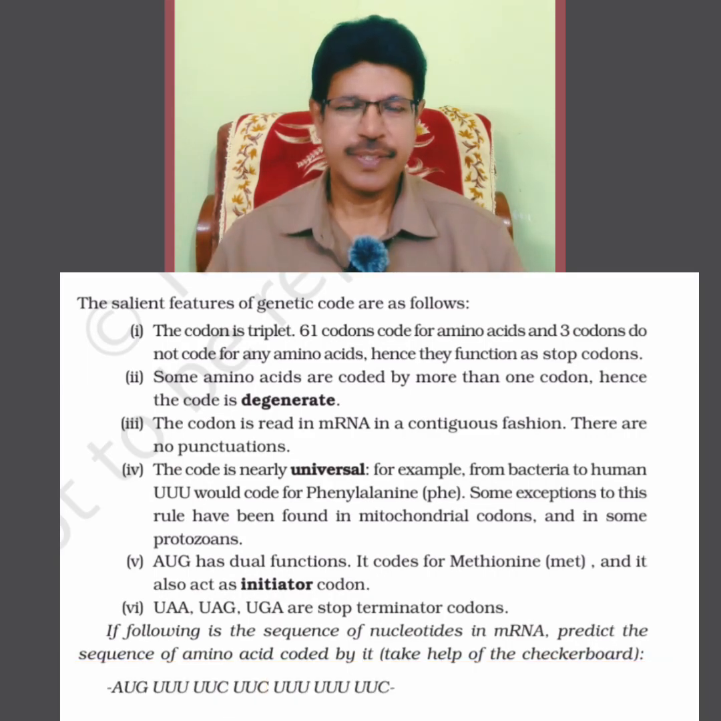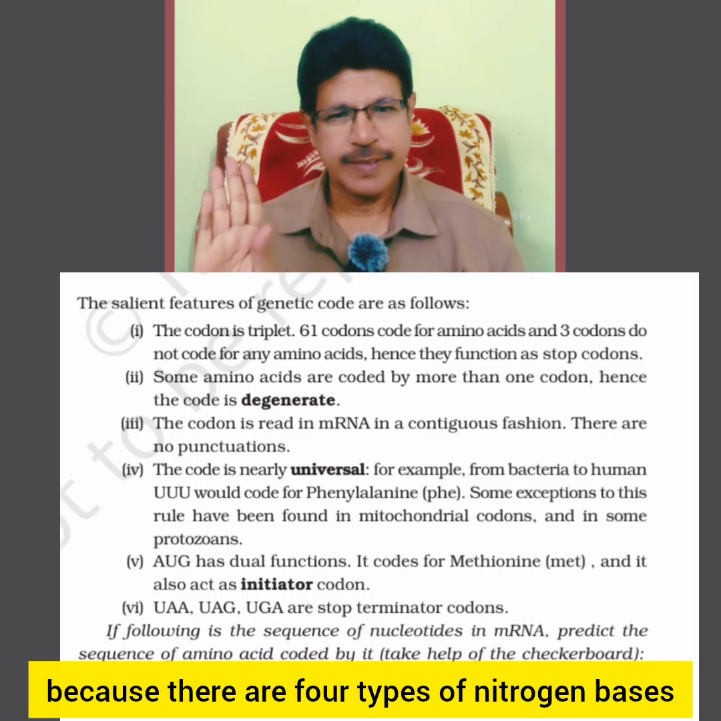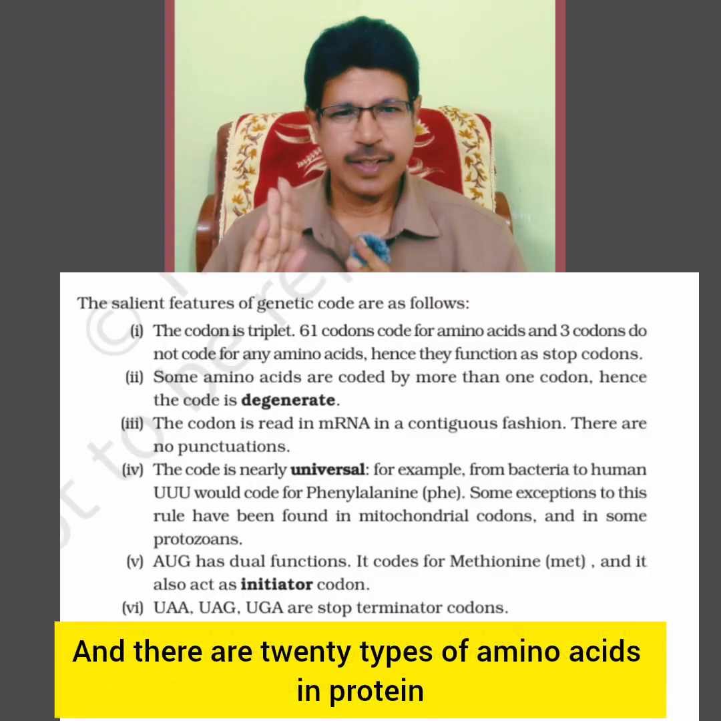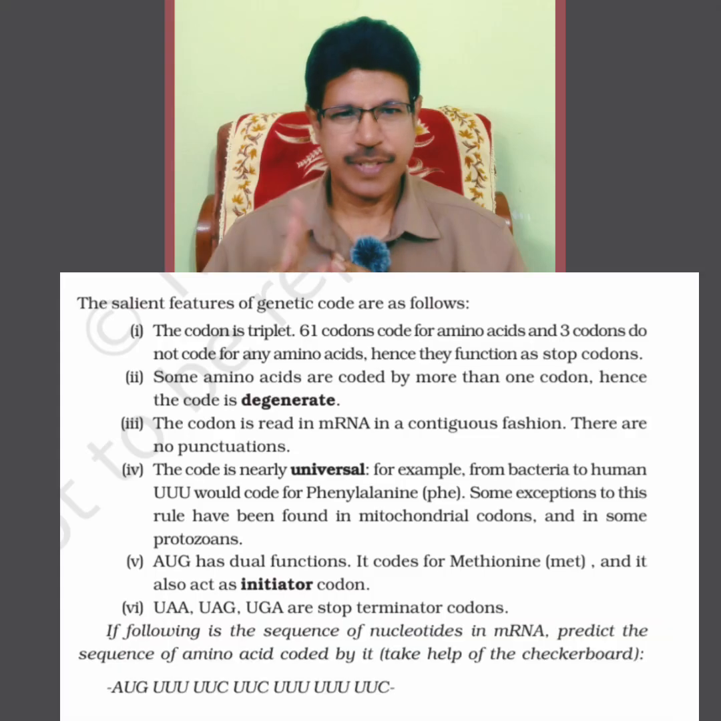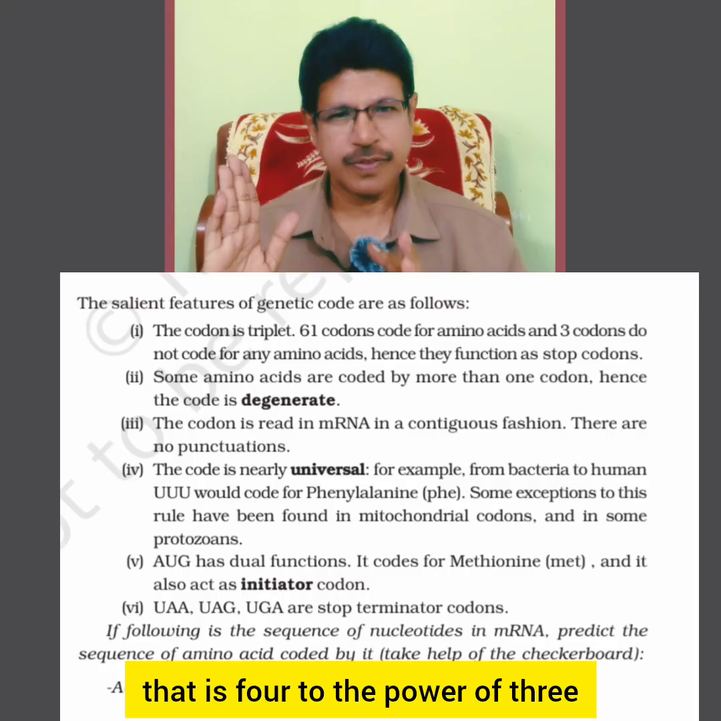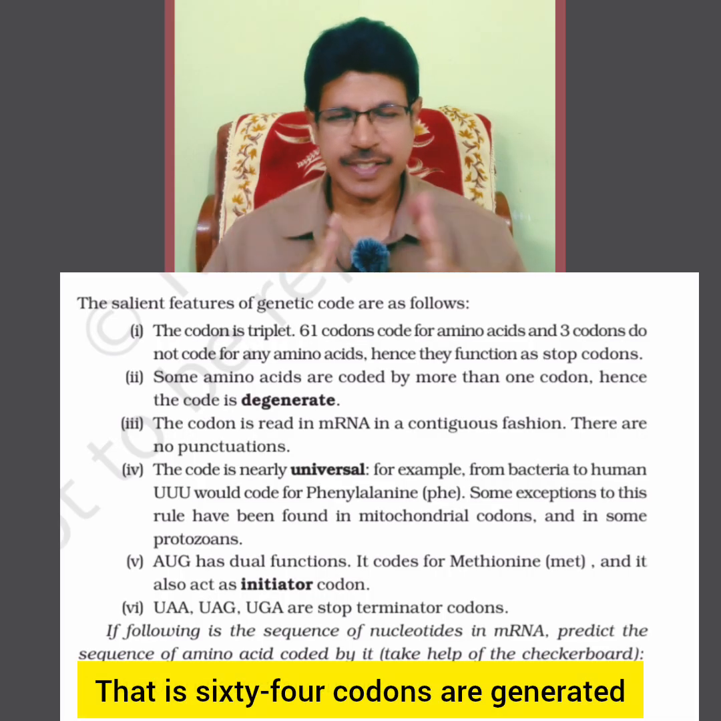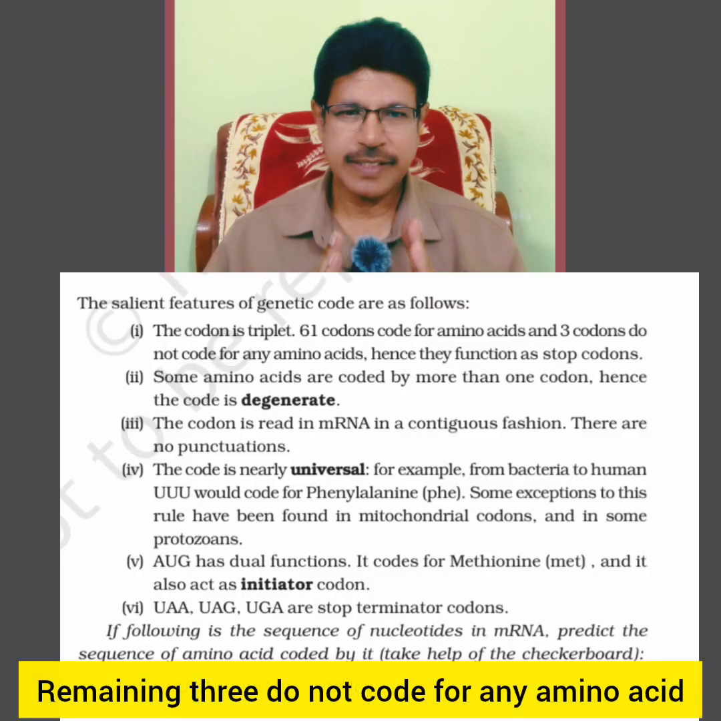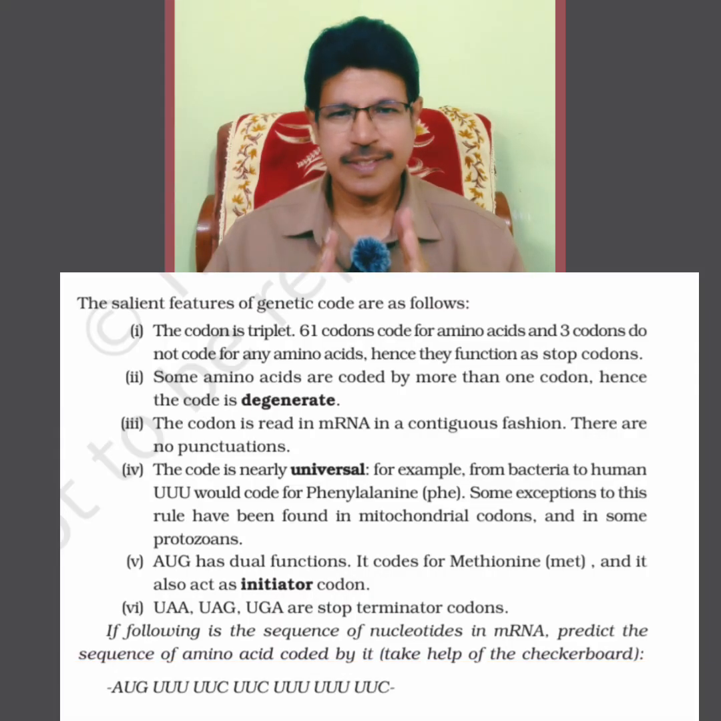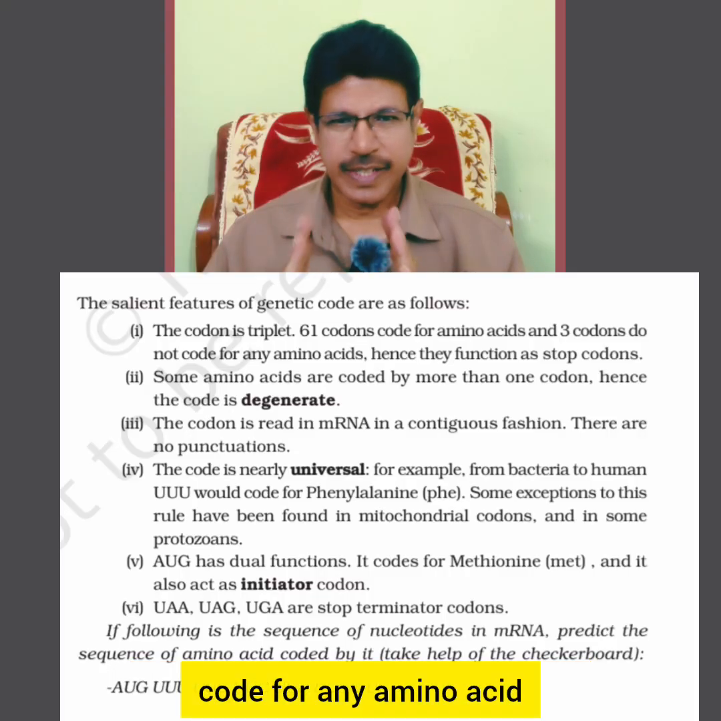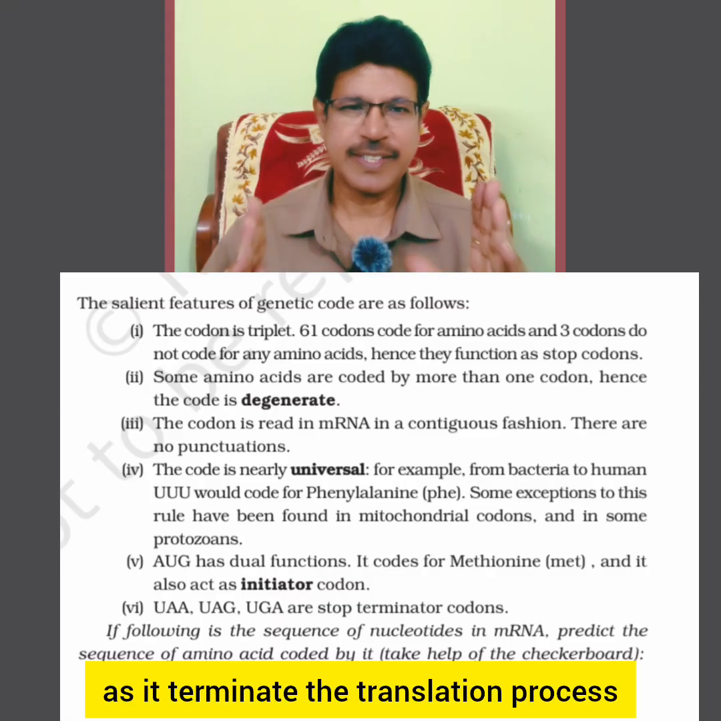In this podcast, molecular basis of inheritance, the subtopic: the properties of genetic code. The first property: there are 64 codons, because there are four types of nitrogen bases either in DNA or RNA, and there are 20 types of amino acids in protein. A combination of three nitrogen bases codes for an amino acid, that is 4 to the power of 3, that is 64 codons are generated. 61 code for 20 amino acids. The remaining 3 do not code for any amino acid, simply function as stop codons, as they terminate the translation process.